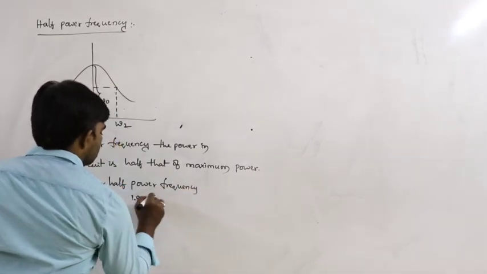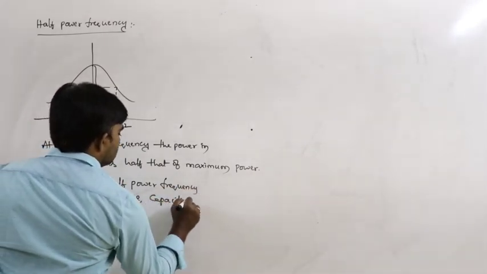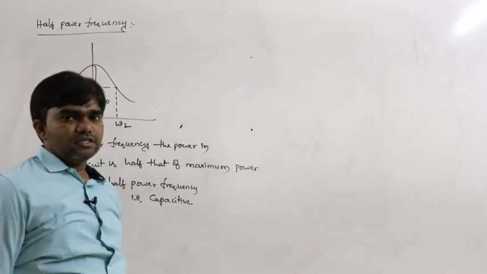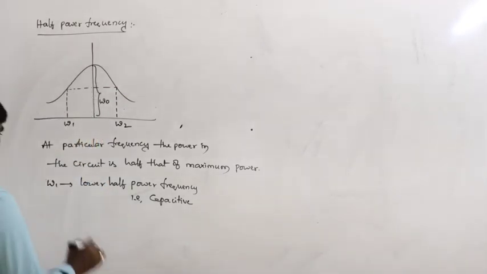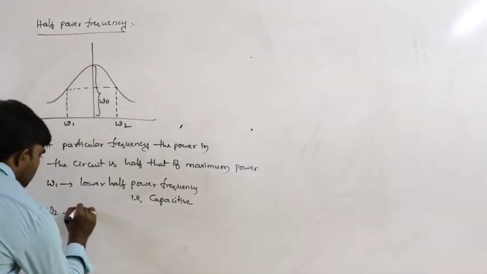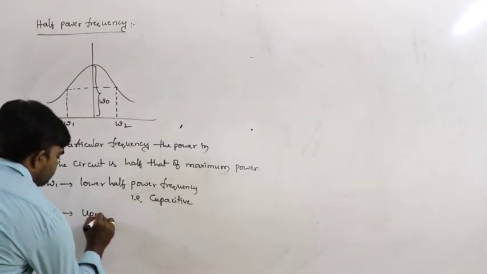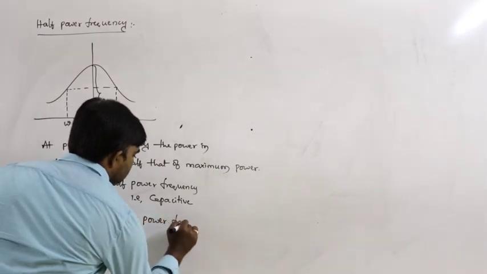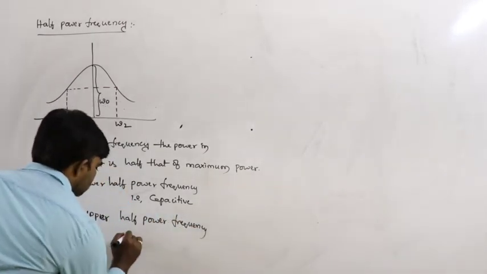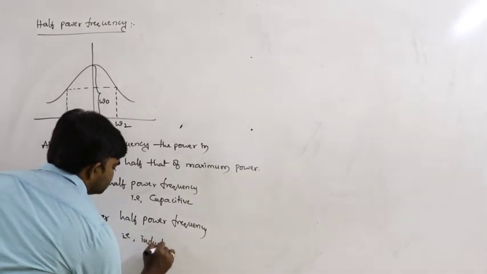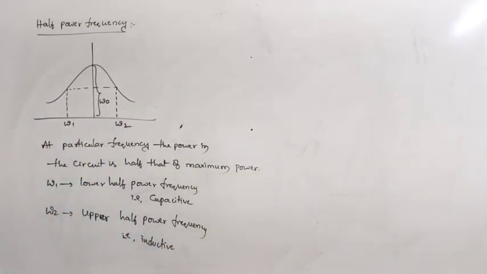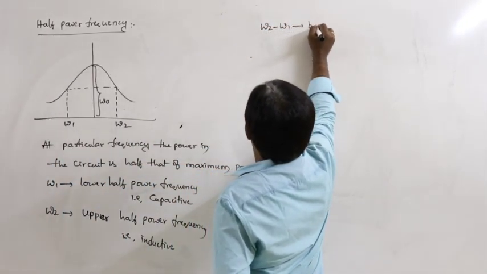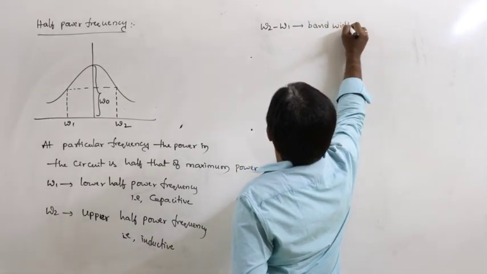So that is a capacitive circuit, because in case of capacitance the EMF lags behind current. Next here omega 2 is the upper half power frequency, that is, what is that? Inductive circuit. So the difference omega 2 minus omega 1 is called, what is that? Bandwidth.